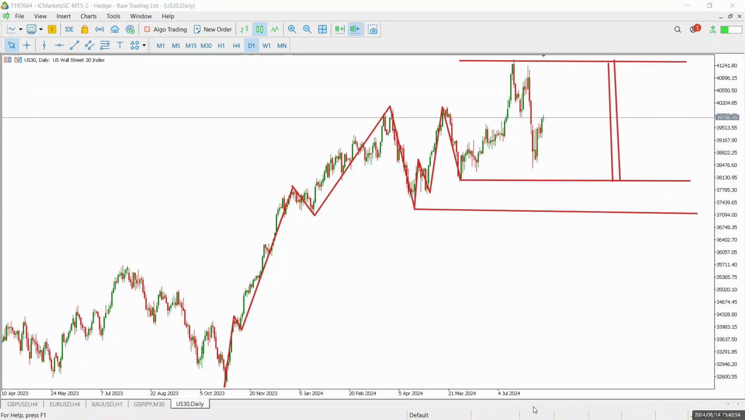So the monthly, weekly, and daily are in clear coordination, as on these 3 time frames we can see price make clear bullish structures of higher highs and higher lows.